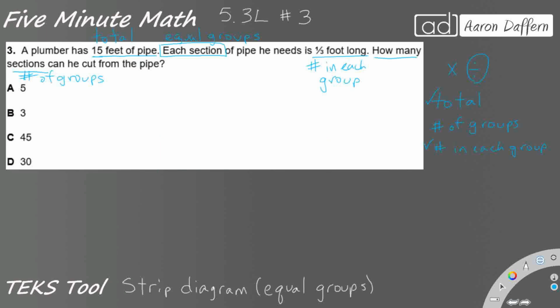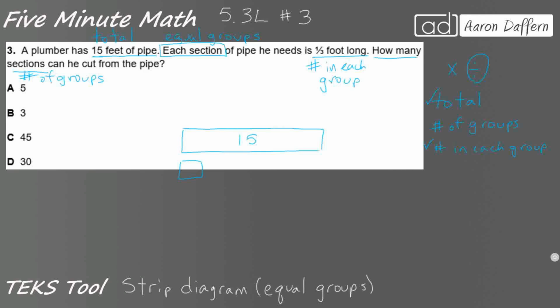So what I'm going to do is draw a slightly different one, and it's okay if you ever need to make a different picture. See what's going to happen here. I do know it's 15 feet. What I was drawing was going to show you how many groups there are. I don't know how many groups there are. What I do know is that each group is going to be 1/3 of a foot. So this is how we're going to show that. I don't know how many groups there are. That's what I'm looking for.